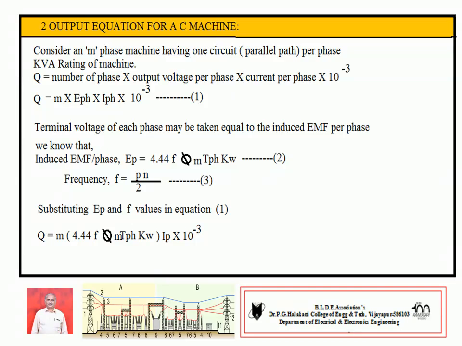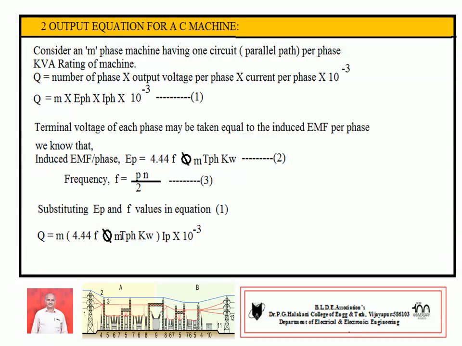This rating of the machine should be equal to the number of phases times output voltage per phase times current per phase, into 10 to the power of minus 3. So, as per the above explanation, equation number 1: Q equals M E phase I phase into 10 to the power of minus 3. Here we are assuming the individual voltage per phase is equal to the terminal voltage of each phase.